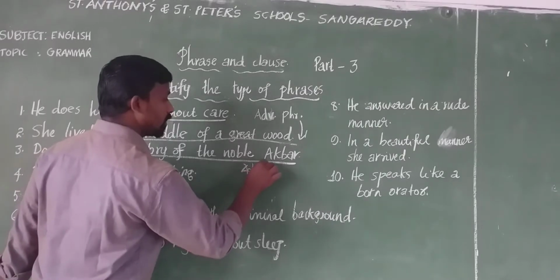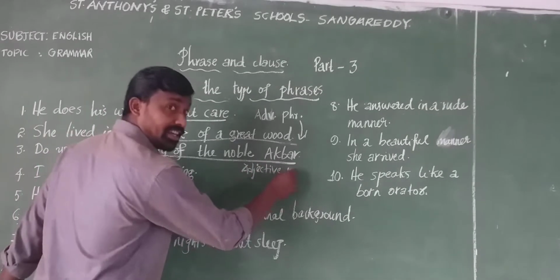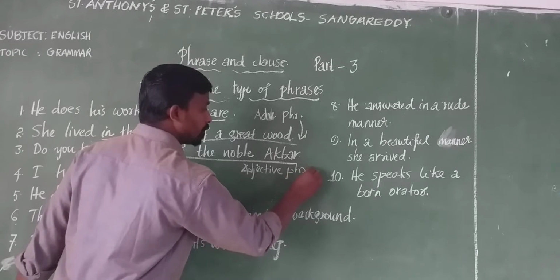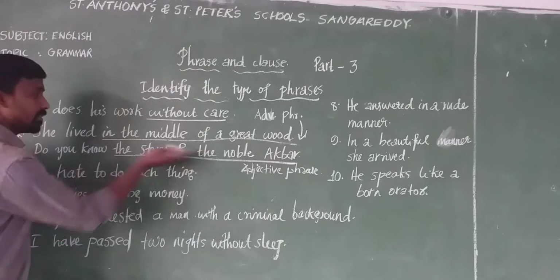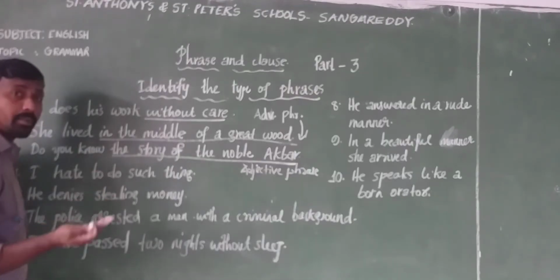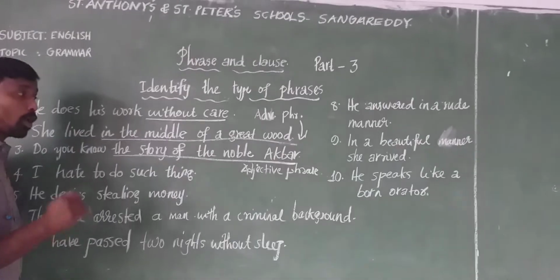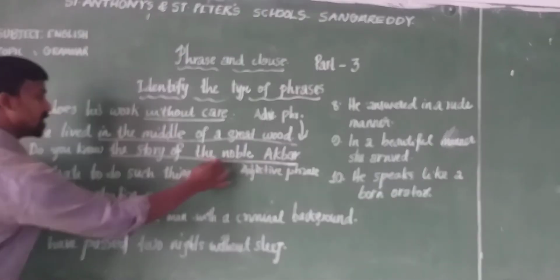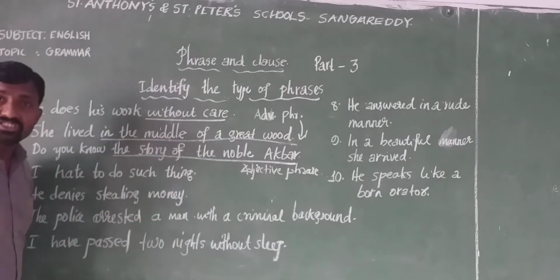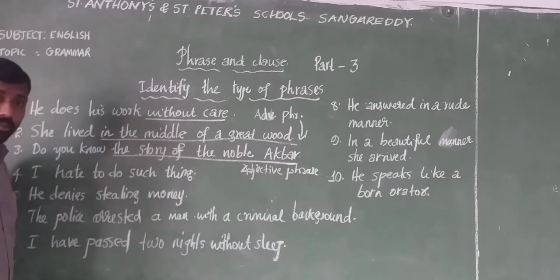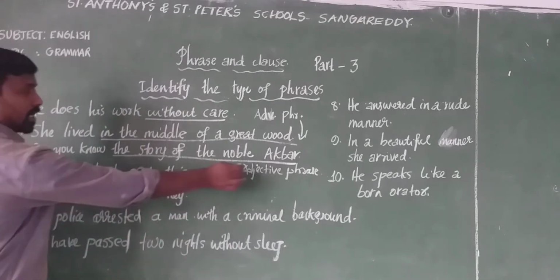For the people who have confusion, let me tell you why I used this as an adjective phrase. Because this part gives us information about Akbar, the story of the noble Akbar. So all these words are functioning as adjectives. Story of the noble Akbar. Alright? So this is an adjective phrase.